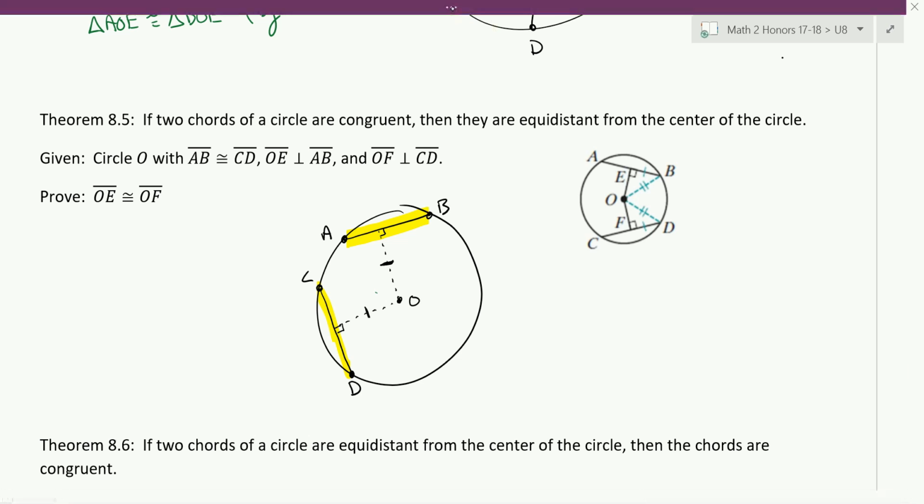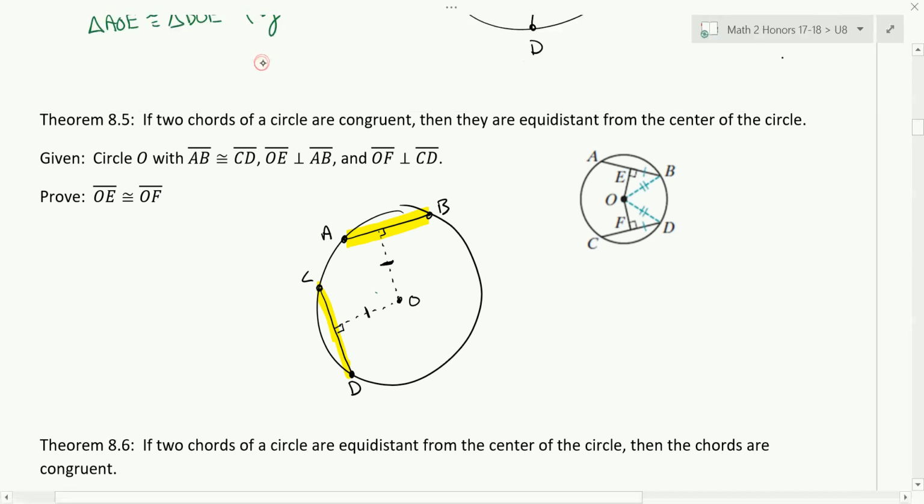And so you could see if you look at the picture that was given to us, they give us a hint. They say, okay, let's look at a piece of these triangles here. Okay, and let's see if we can show these triangles are congruent, and then maybe we can get these distances are the same. Now they're both right triangles, and what else can we get?